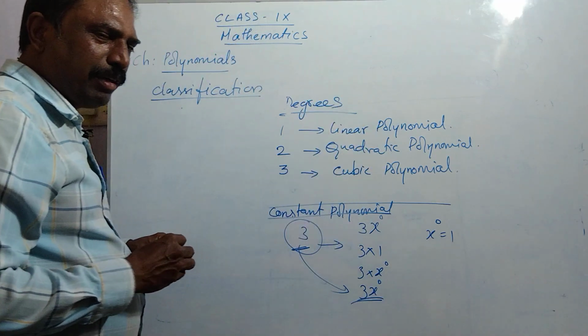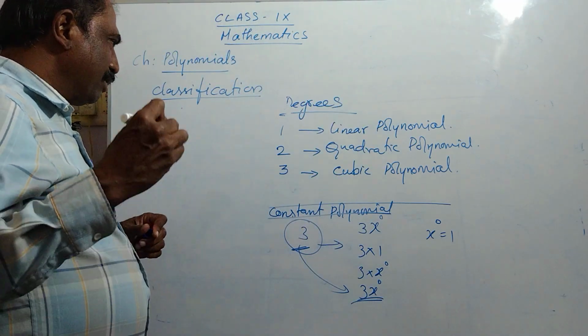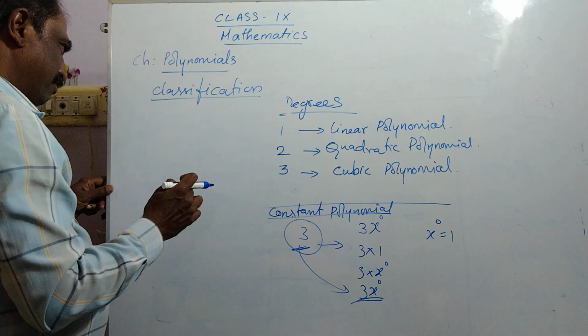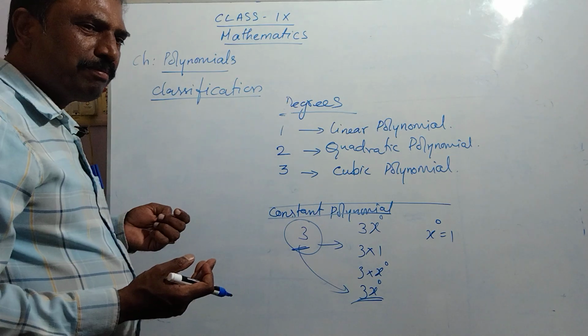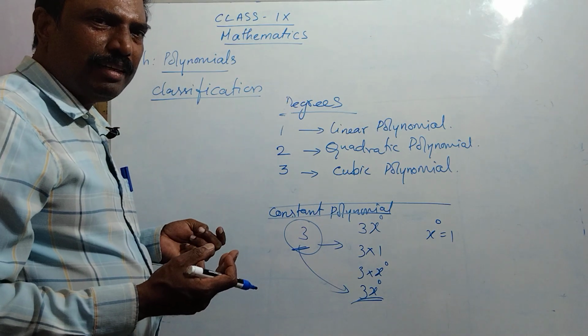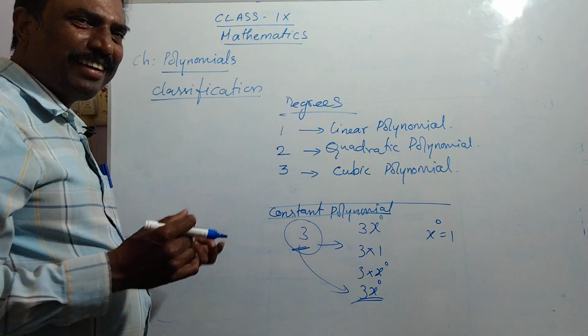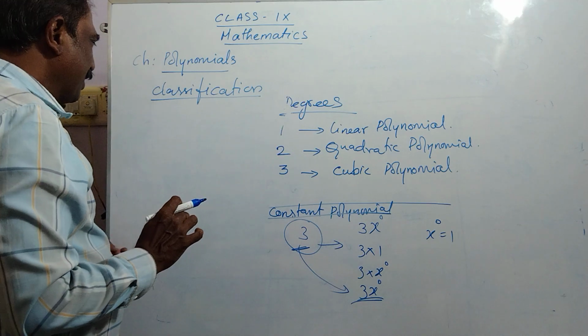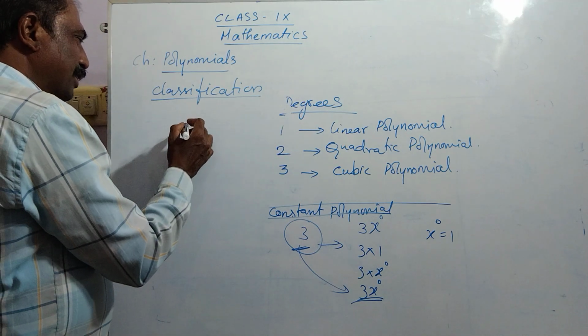Yeah, you may have some doubt. Zero polynomial. Suppose nothing is there. What does it mean that there is nothing? Nothing means kuch bhi nahi. So nothing is there.